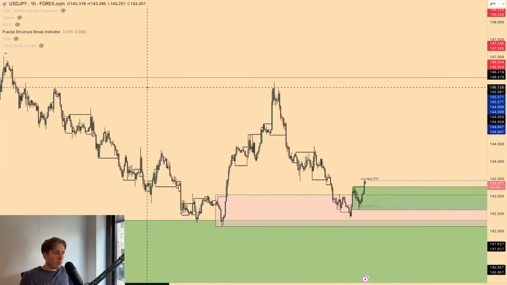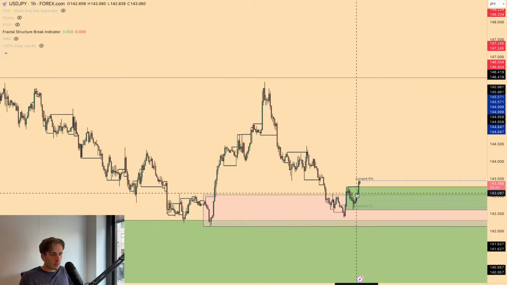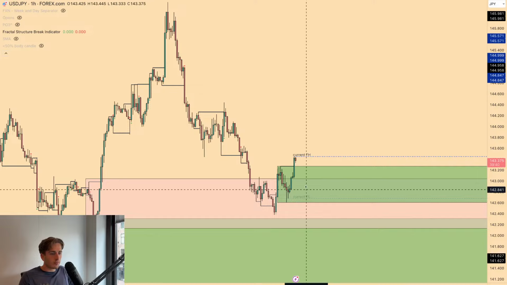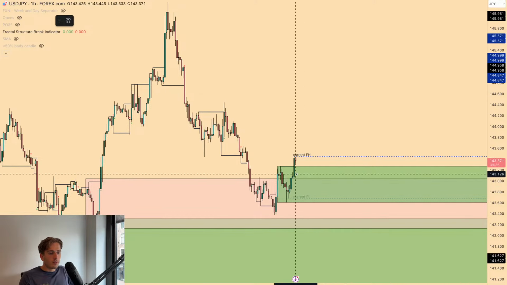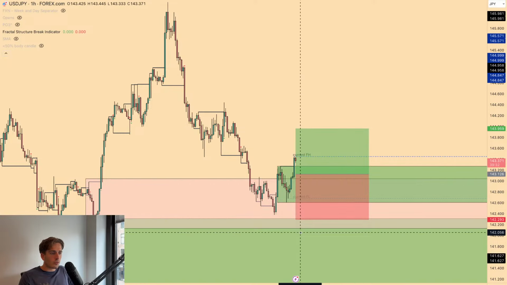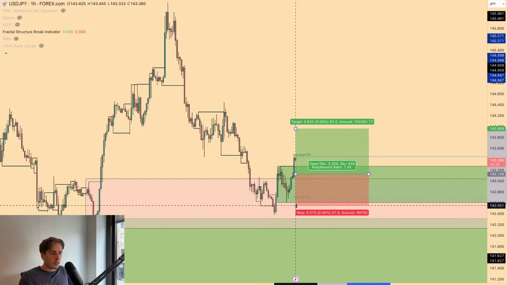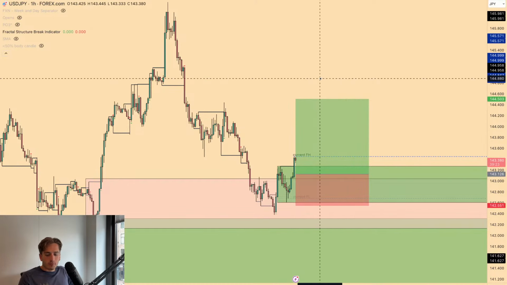UJ buy limit 143.095. Yeah, agree with Alessio. That's a nice one. He has his stop at 142.593. Yeah, underneath demand, something like this. Yeah, this is also a pretty nice setup.